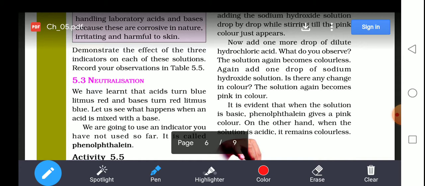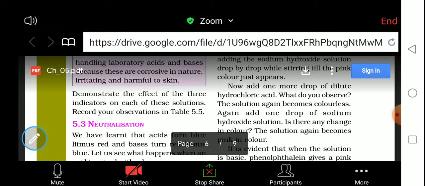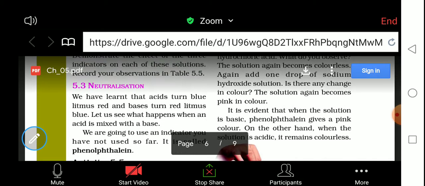So it is written that when the solution is basic, phenolphthalein gives a pink color. On the other hand, when the solution is acidic, it remains colorless. So what do we conclude from this? We derived that when the solution is basic, it gives pink color, and when the solution is acidic, it remains colorless. So from this, we indicate that when you mix an acid and a base, at a point it becomes neutralized, so it will become neutral.